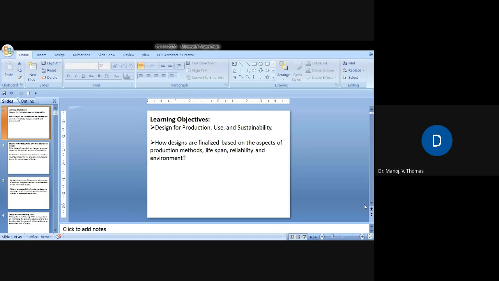The second one is design for use. So when we design something, again a mobile phone, it should be usable, it should be user friendly. Otherwise there is no use, because our mobile phone may have great functionality, but from the user's perspective, if it is very difficult for the users to use it, then usability is an issue. That is also called ergonomics, the functionality and usability. So when we design a product, the design team also should consider the usability aspects.